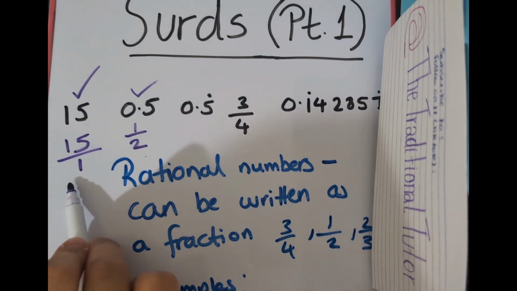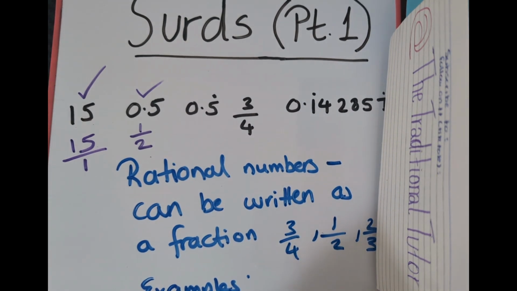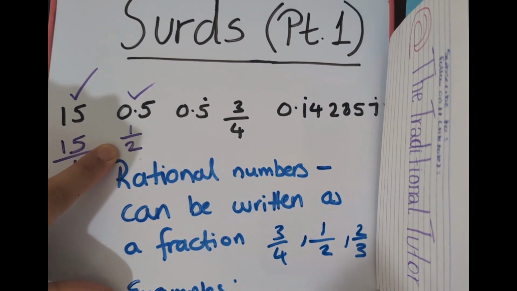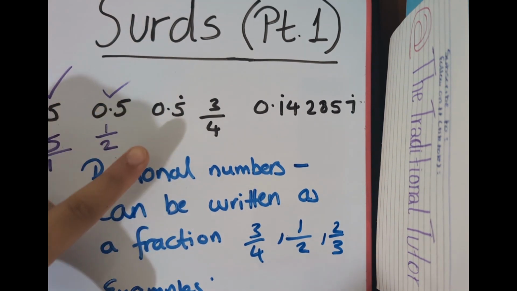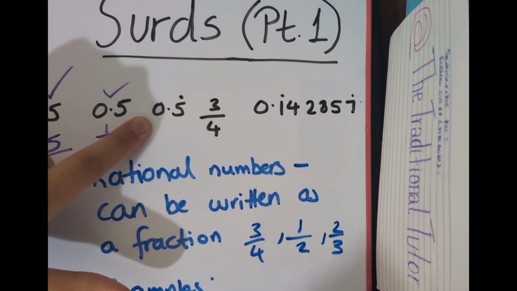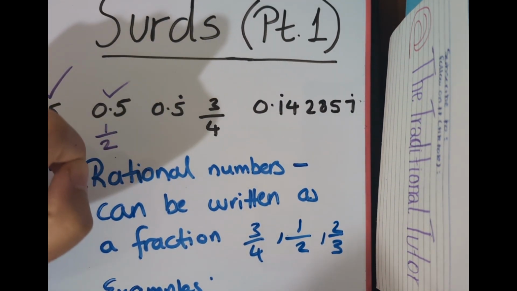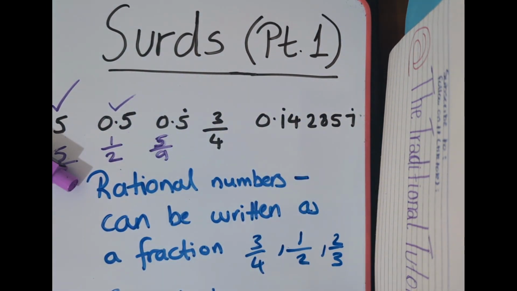So hence it can be written as a fraction, and it is a whole number as well, so it is a rational number. And then going back to 0.5, well, that's a terminating decimal and can be written as a fraction, so as a half, okay? Hence it's a rational number. Now 0.5 recurring, okay, it is a recurring decimal, so it is a rational number, and it can be written as a fraction as well, because if we were to type 0.5 recurring in our calculator and then press the S-D button, then we would be getting 5/9, okay? So hence it can be written as a fraction, so it is a rational number.